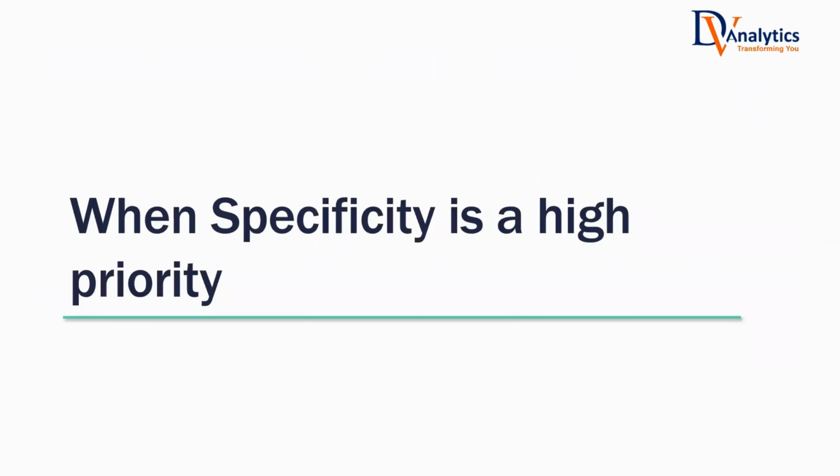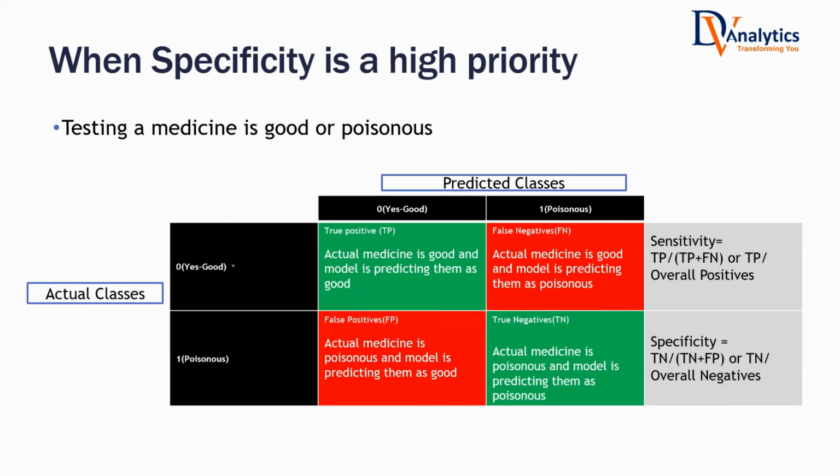Let us think of a scenario where you are building a model that is predicting whether a particular medicine is good or poisonous. Medicine is good and you're predicting it as good. Very good. Medicine is poisonous, you're predicting it as poisonous. That is also very good. Medicine is actually good, but the model is predicting it as poisonous. This is one type of error. Medicine is poisonous, your model is predicting it as good. That is another type of error.